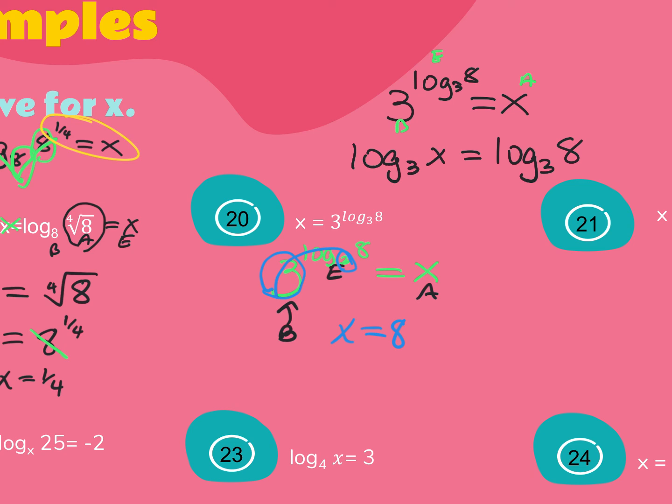And that other property showed us that whenever this log base is the same, they'll cancel, and then you're just left with x equals 8. So you could use either property on this one.